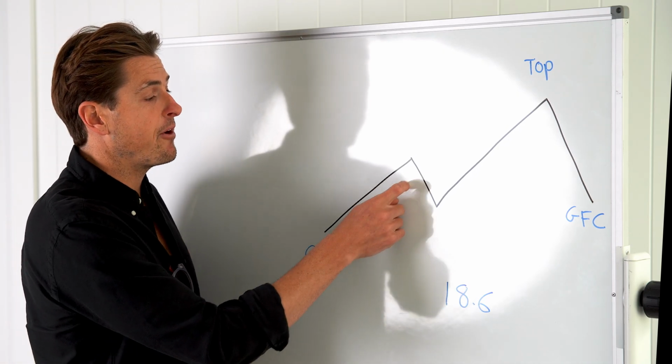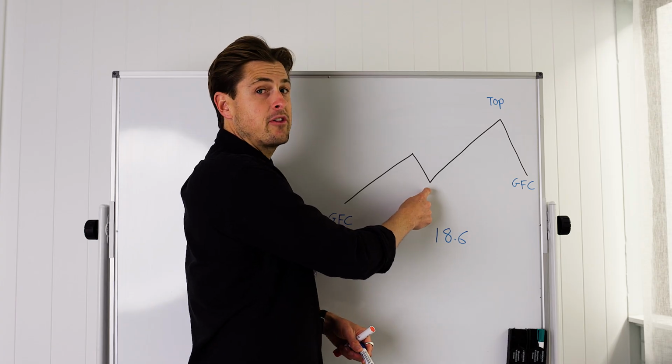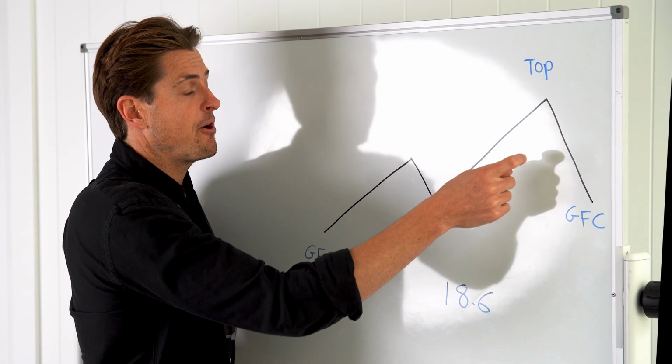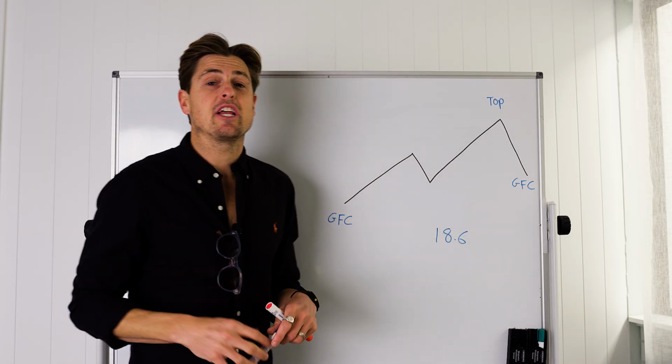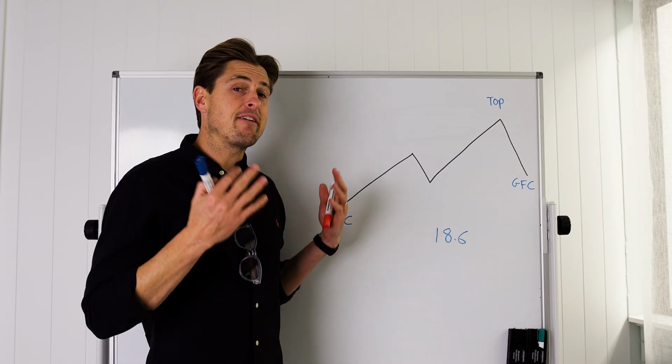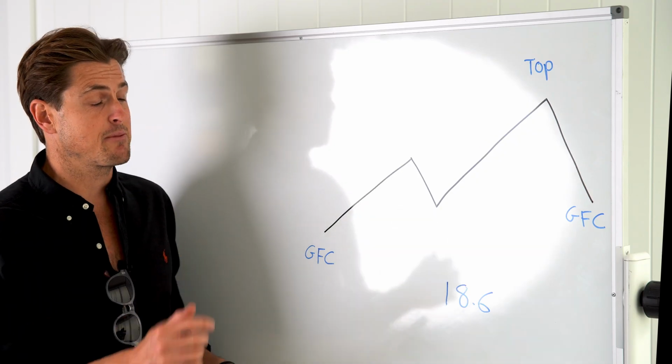Now, during this 18.6 year cycle, we get a period of growth, a small downturn like we've just been through, another period of growth, and then the next GFC. Now, there are 4 very specific times of the cycle to do extremely well out of property, short to medium term, and to find undervalued assets, which I'll explain now.